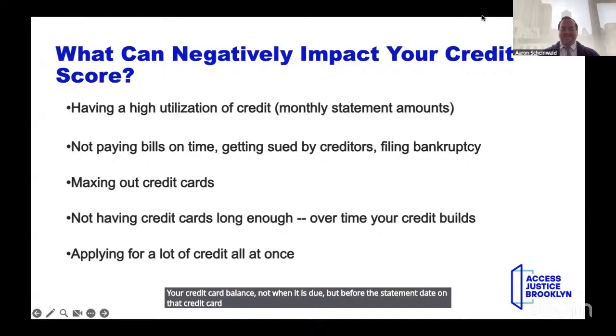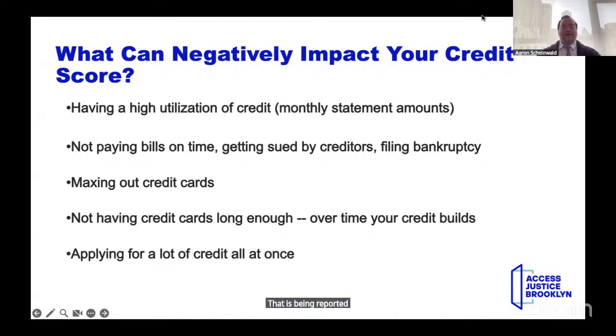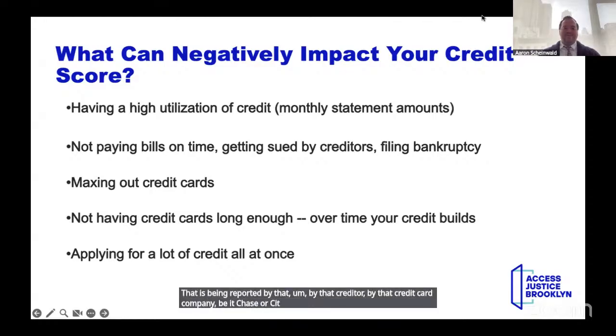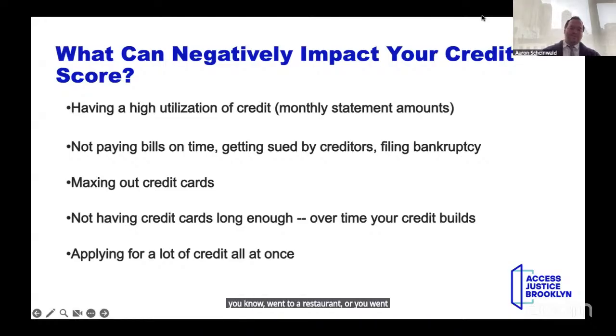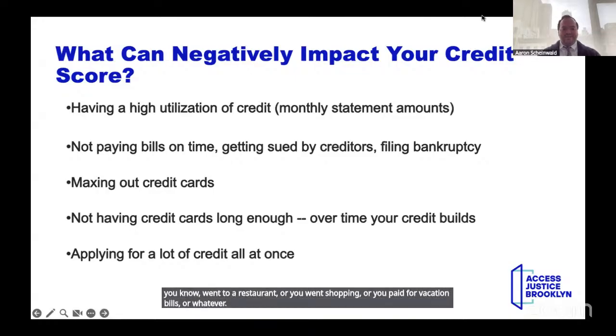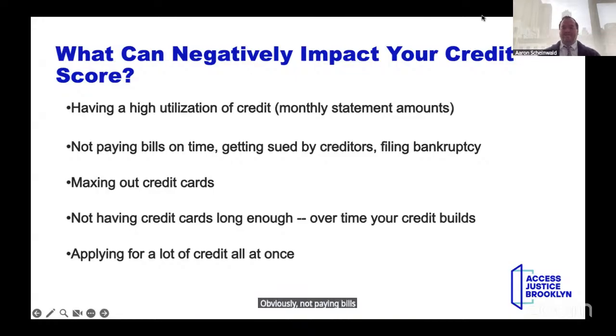And one way that you can lower that utilization is by paying your credit card balance not when it is due, but before the statement date on that credit card. And then the statement amount that is reported to the credit reporting agency, whichever agency it may be, is going to be lower, even though you were using more credit, because they're going to use the amount that is on the statement being reported by that credit card company, be it Chase or Citibank or Amex or whatever, rather than information they may have gathered during the month about the credit that you were using because you went to a restaurant or went shopping or paid for vacation bills or whatever.